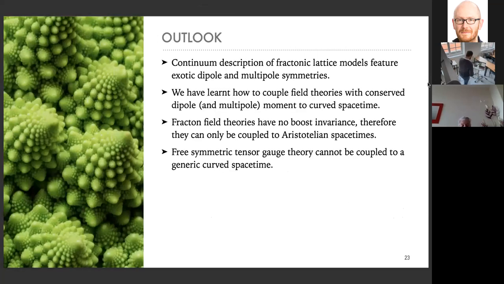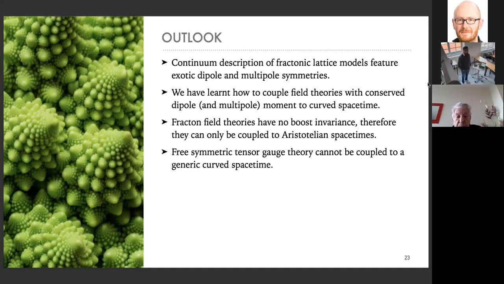Anyway, so that's where I wrap up. The continuum. So what I've really talked about is that the continuum description of lattice models with fractonic degrees of freedom have these exotic dipole and multipole symmetries. In this talk, I only fixated on dipole symmetries, but you can also have multipole symmetries.